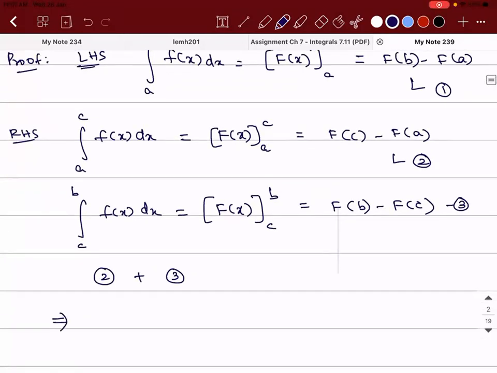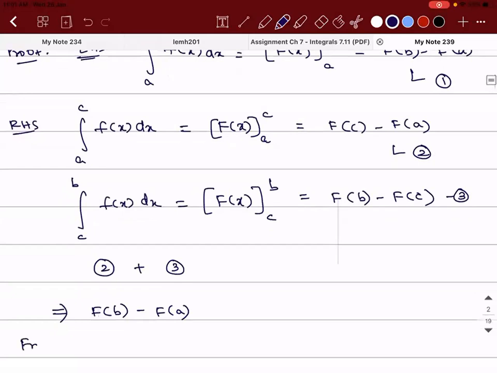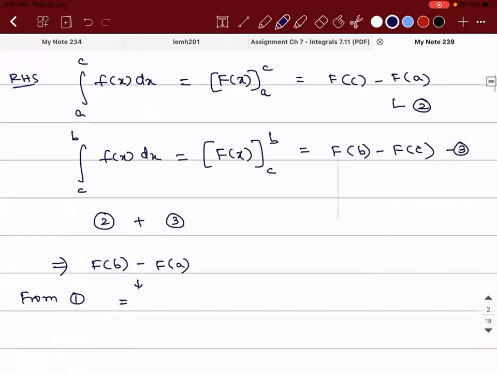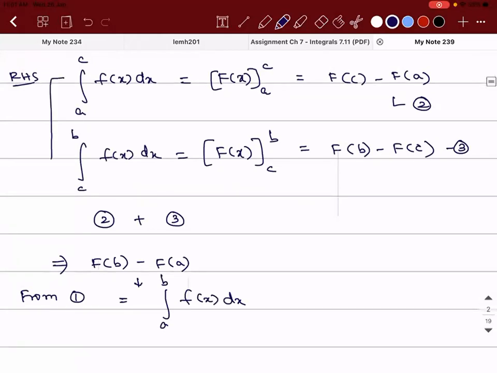Now, if I add the second and third, I can clearly say that F of C will get cancelled and I'll be left with F of B minus F of A. But from 1, I'm clear that F of B minus F of A is nothing but the question itself. So this will be equal to integral of A to B f of x dx. So when I add 2 and 3, I am adding these two on the left hand sides. So this will be integral of A to C f of x dx plus integral of C to B f of x dx.